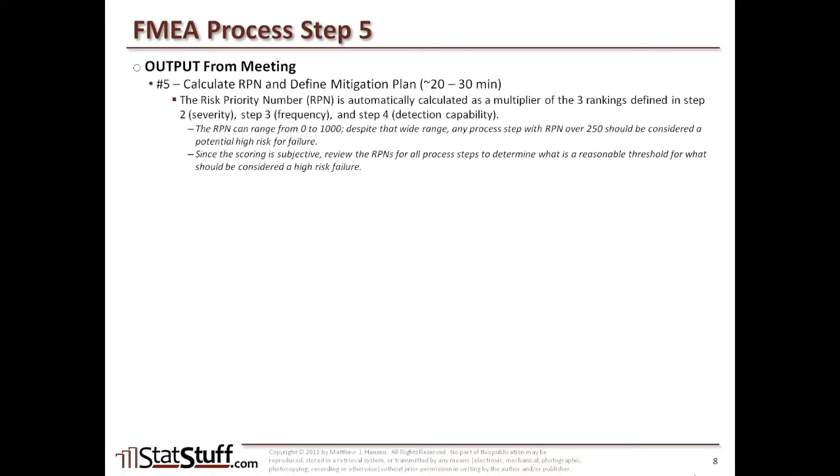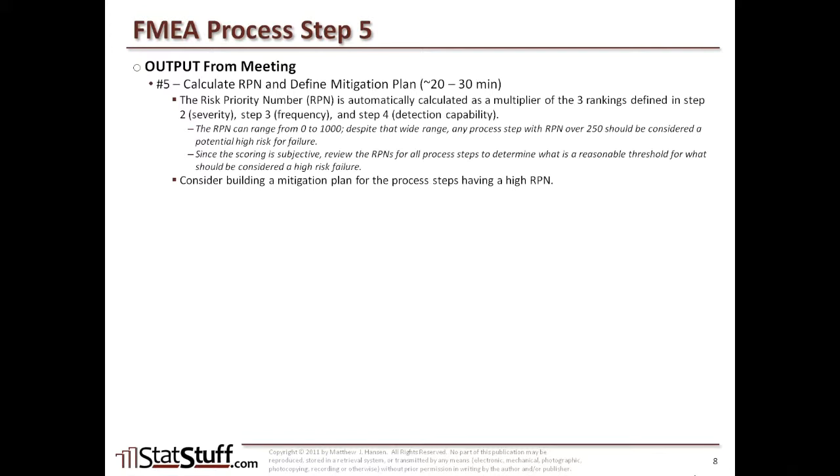But since the scoring is subjective, I would recommend that you at least review all the RPNs for everything that you've evaluated so far for all those process steps to determine what would be a reasonable threshold. In case 250 might be considered too low or too high, then you might want to look at all those different RPNs for this process steps to see if there's a different reasonable threshold you need to define for what you might consider a potentially high risk of failure.